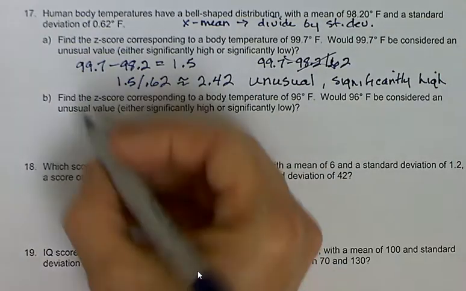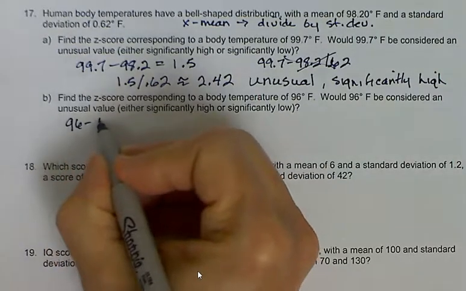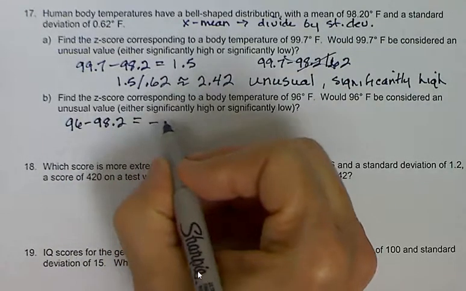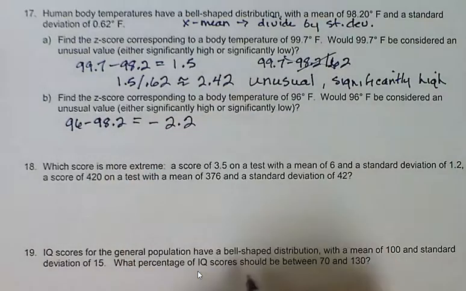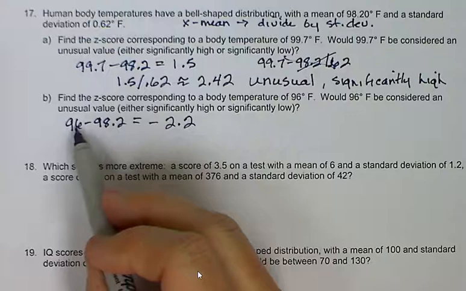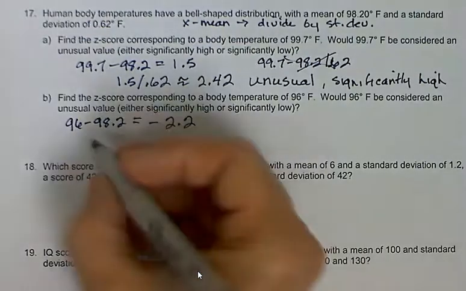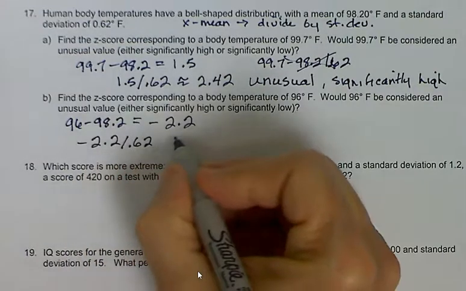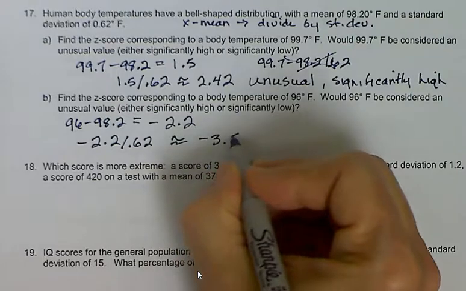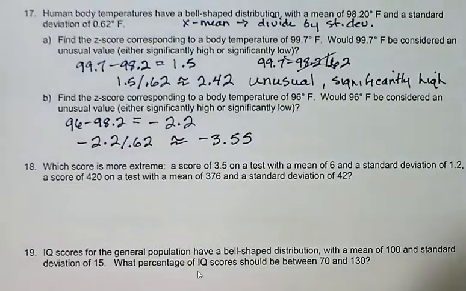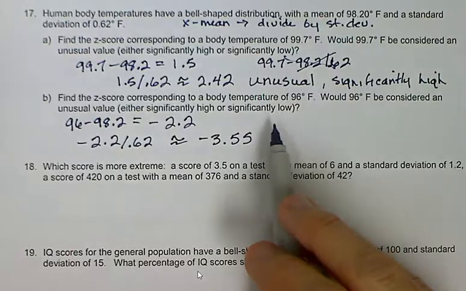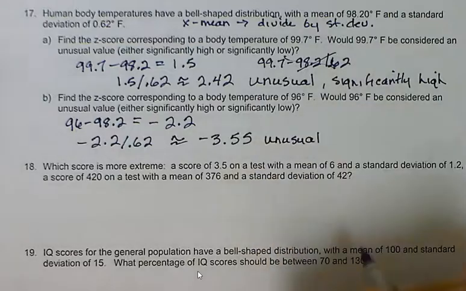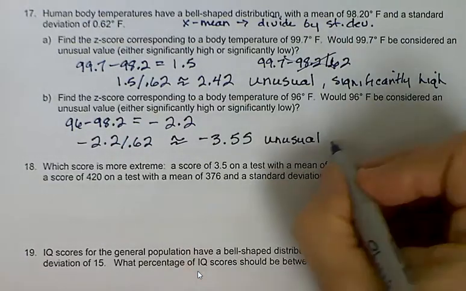Let's do the same thing for this one. We're finding our z-score, taking 96 minus 98.2, that's going to give us a negative 2.2. Your z-score will always be negative if your value is less than the mean. Then if we take the negative 2.2 and divide it by 0.62, we're going to get approximately negative 3.55. Now we want to think about whether this is an unusual value. Yes, it is, because it's less than -2. And we would say it's significantly low.